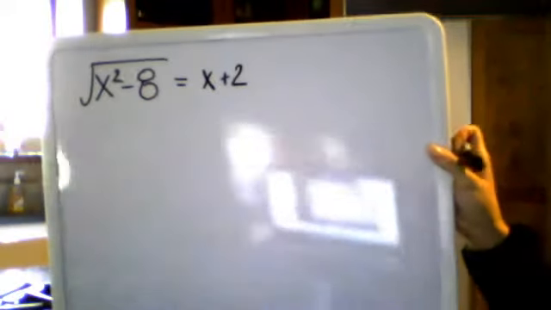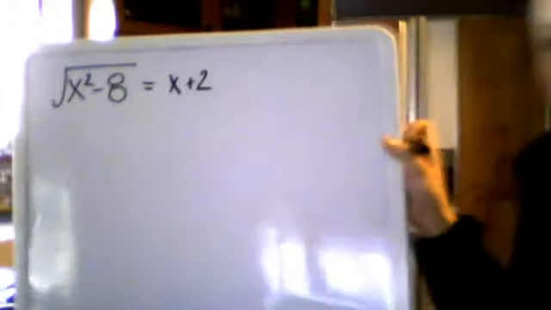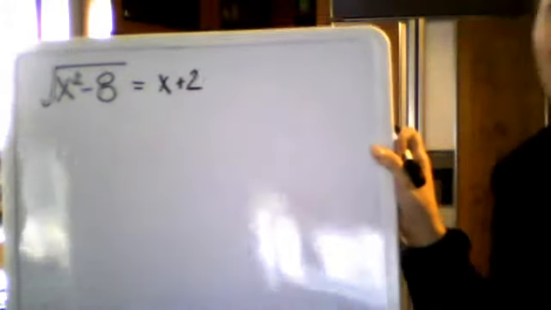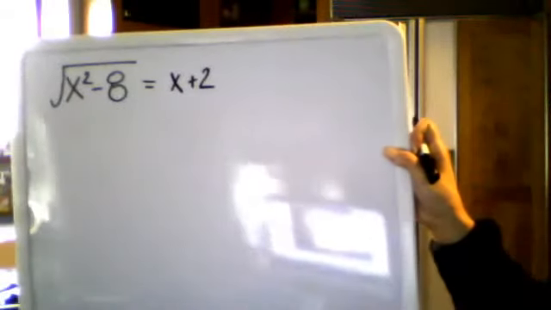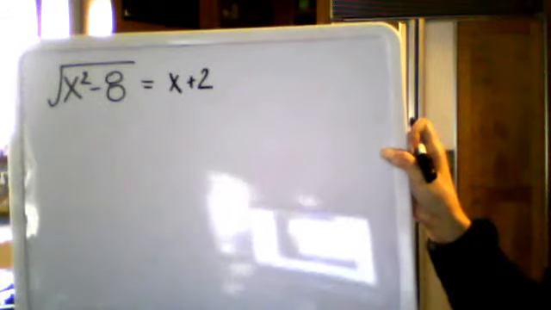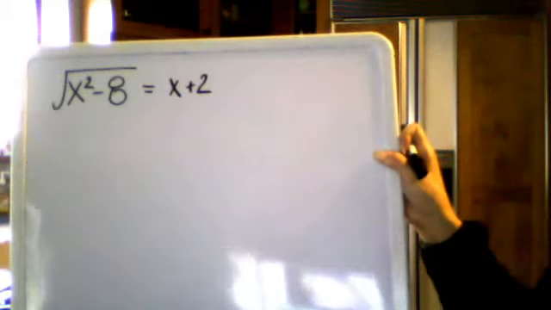Okay, for this problem we're solving a radical equation. Now for this problem, we need to cancel out the square root on the left-hand side, and whatever we do to that side, we have to do to the other.